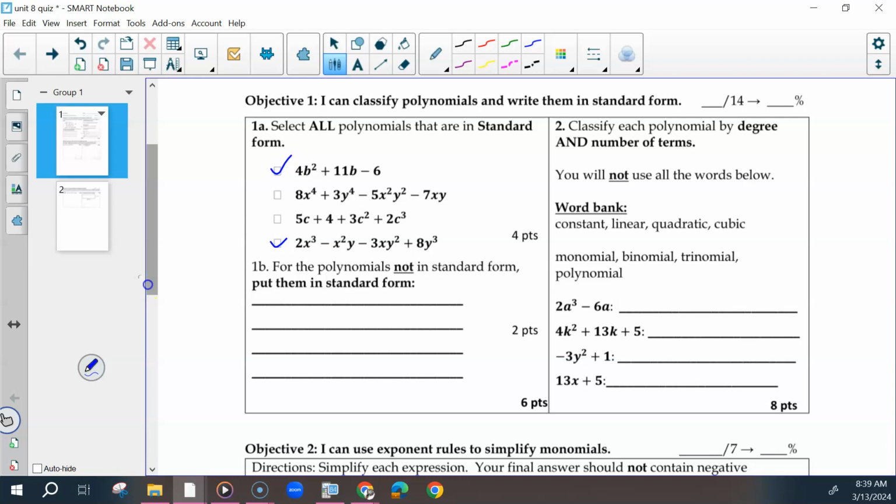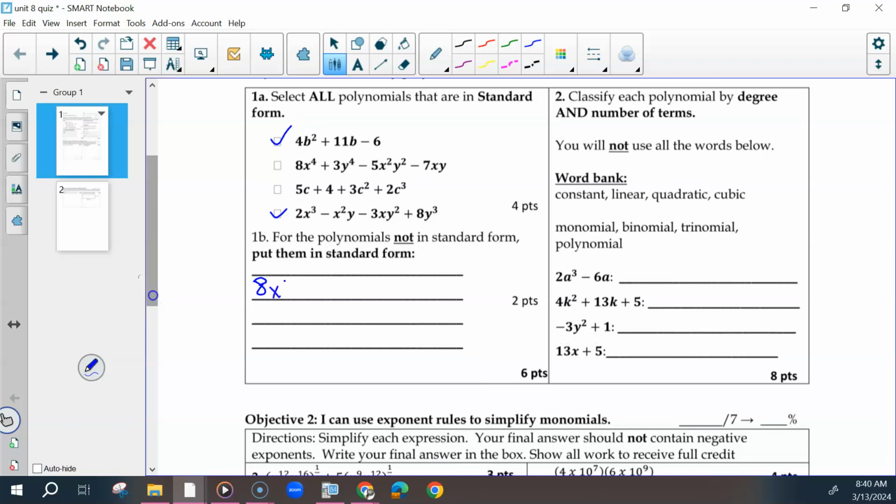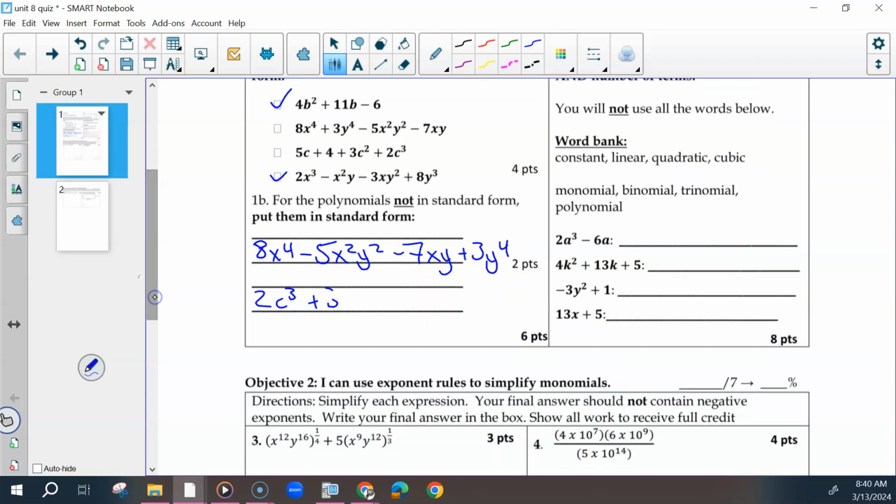So the second one would be, let me write, 8x to the fourth minus 5x squared y squared. Make sure you guys are fixing this if you made this mistake so you don't make the same mistake on the test. Minus 7xy plus 3y to the fourth. And the other one was 2c to the third plus 3c squared plus 5c plus 4.